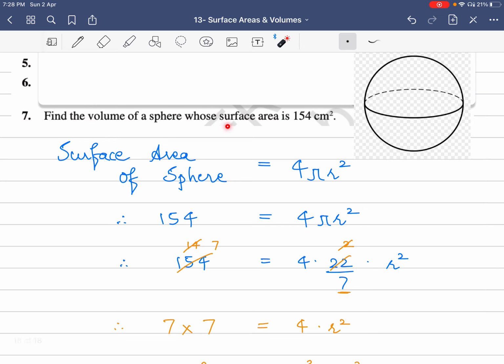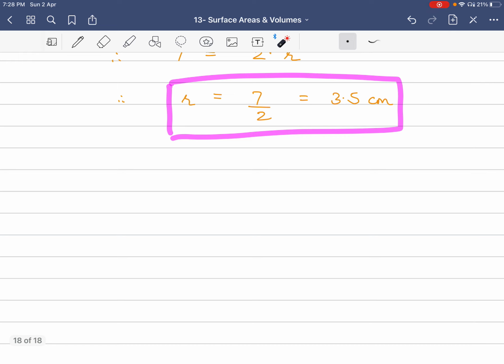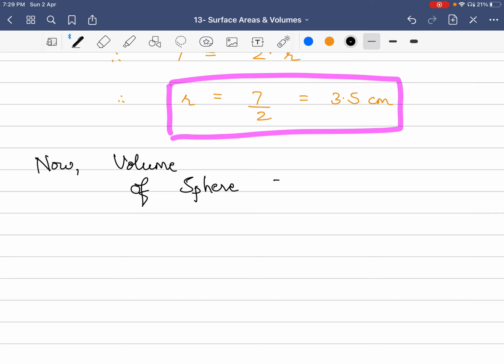Find the volume of the sphere whose surface area was given to us. So let's find the volume. We know the value of r. Now the volume of the sphere is equal to 4 by 3 pi r cube. This is the formula to find the volume of the sphere, and that is equal to 4 by 3 into pi, 22 by 7, into r cube. So r is 3.5, the whole cube.